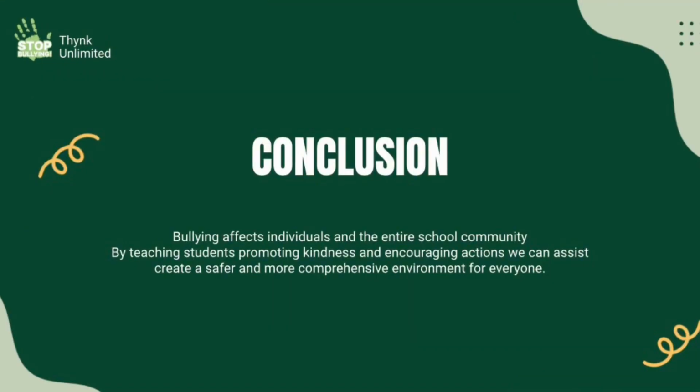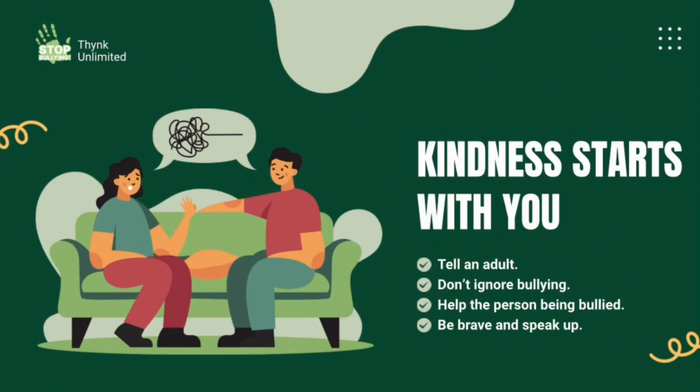Conclusion. Bullying affects individuals and the entire school community. By teaching students, promoting kindness, and encouraging action, we can create a safer and more inclusive environment for everyone. Kindness starts with you. Tell an adult, don't ignore bullying, help the person being bullied, be brave, and speak up.